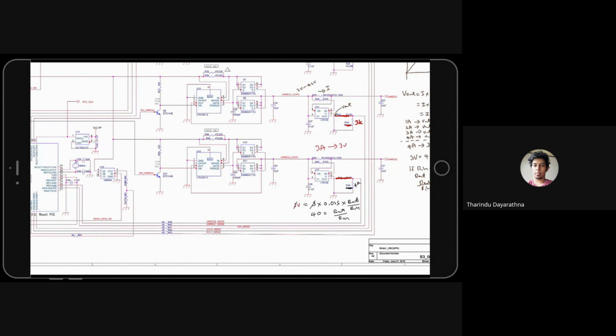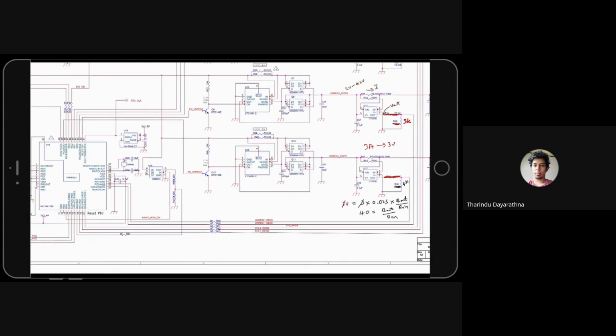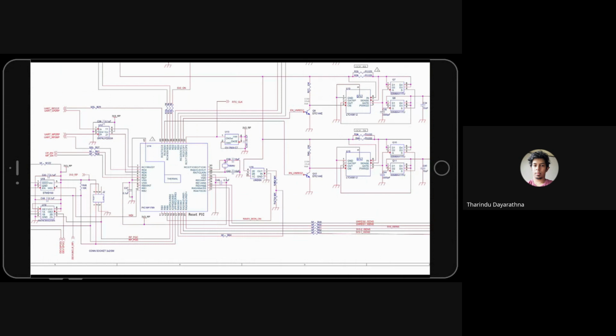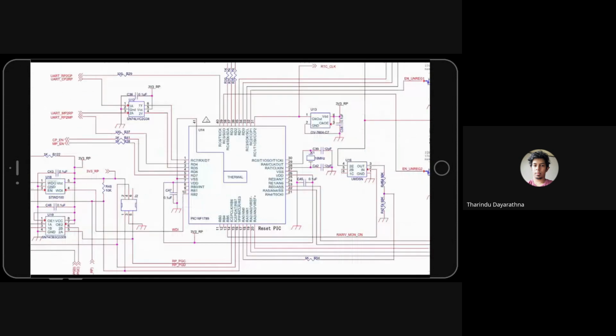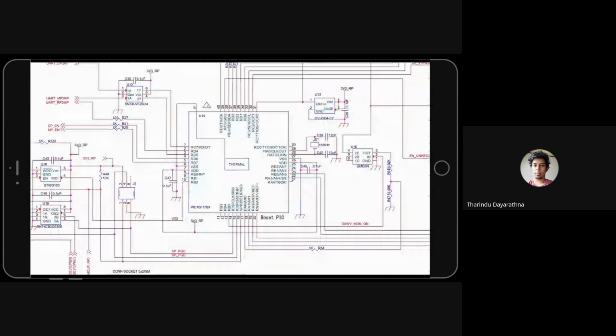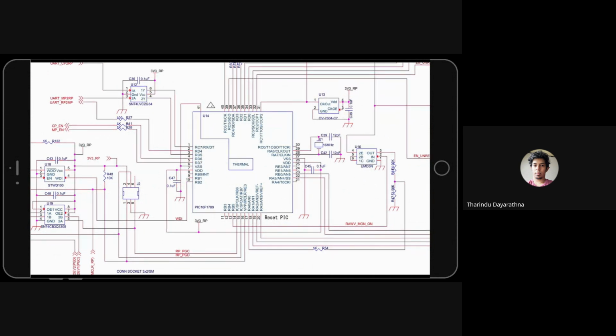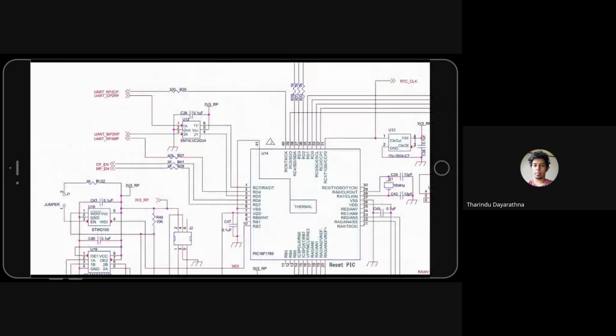Okay, can I go to reset pick now? Yes. Okay, let's see the pick. Maybe I have to go through every pin. Okay, let's start from number 1.